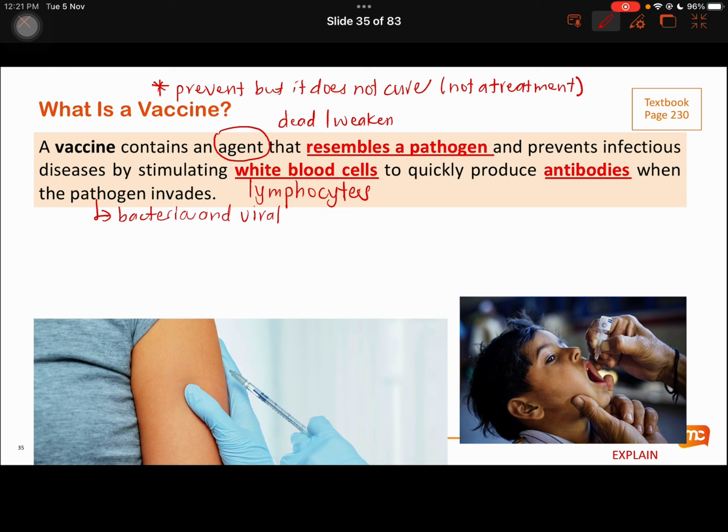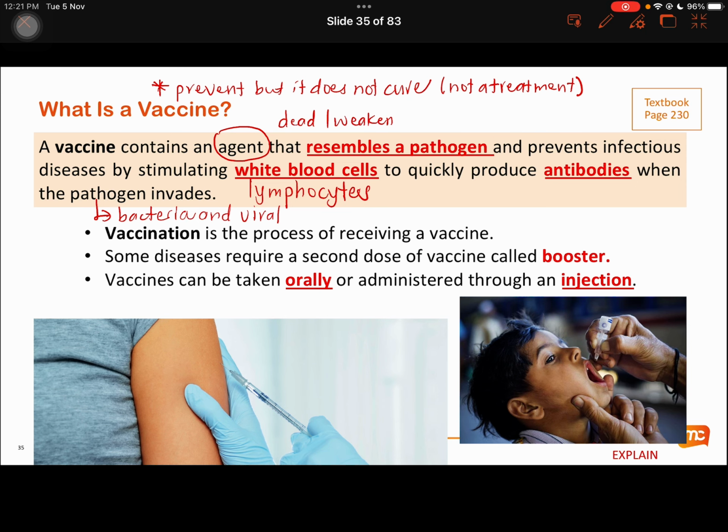When we are under an infection, some diseases, like COVID-19, require a second dose or even a third dose of the vaccine, known as the booster. Why? Pause and think.